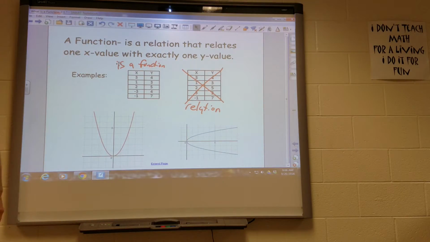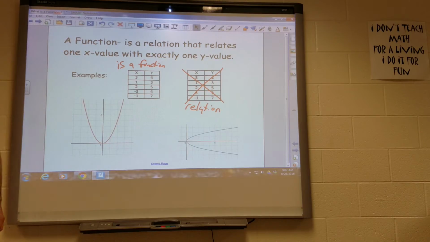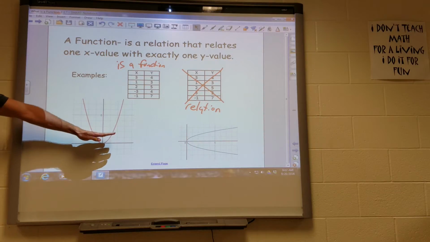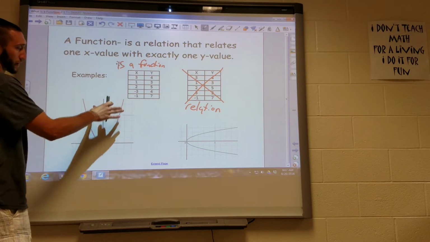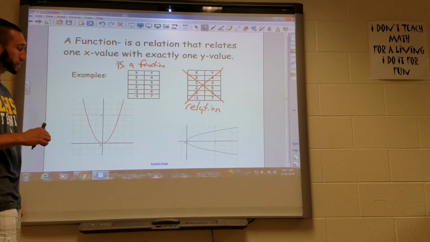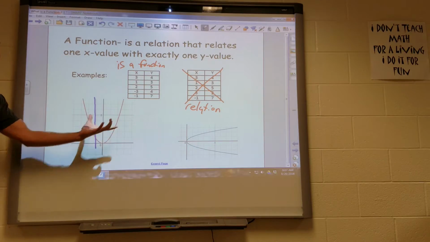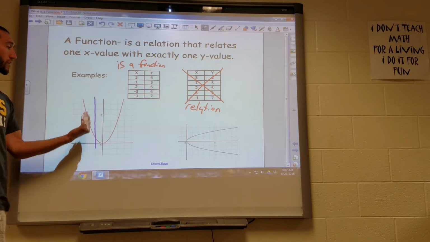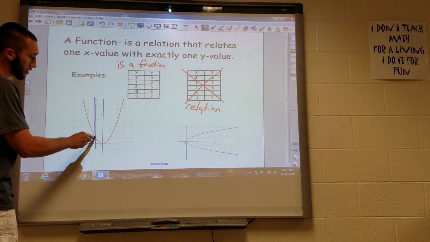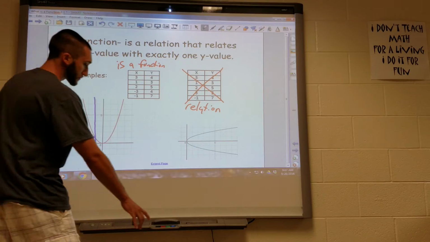So I got a couple more examples up here. Here we have a graph of y equals x squared. This one is a function because if we remember back, with a graph, we can easily tell if a graph is a function just by doing the vertical line test. So here, no matter where I draw that vertical line, I'm always only going to hit exactly one point on the graph. That's how we know that's a function.